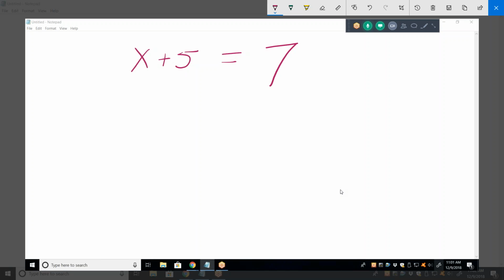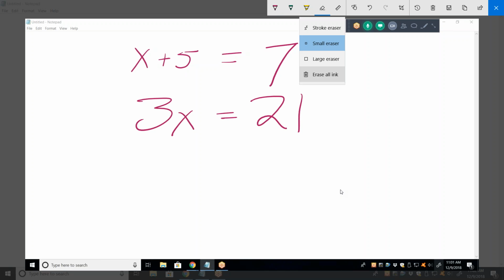Can you solve that for x? Wouldn't it be 2? Yeah, 2. So, okay, we'll make it a little bit more complicated. Solve that for x. 7. Solve that for x.